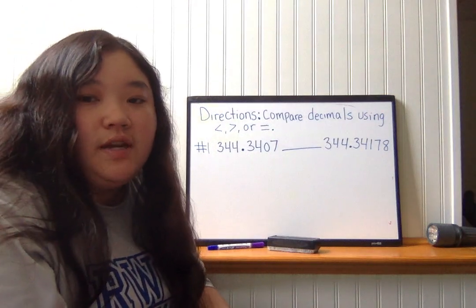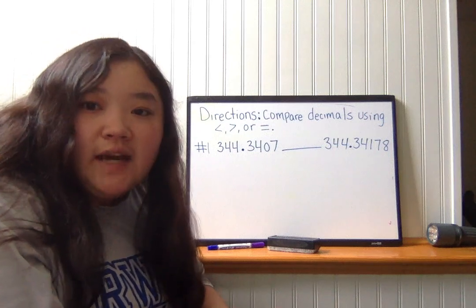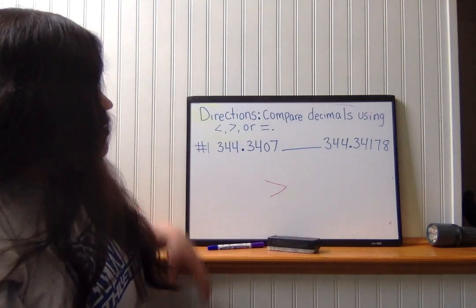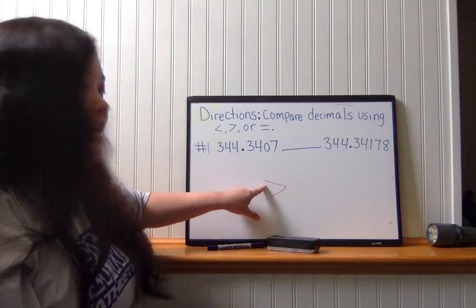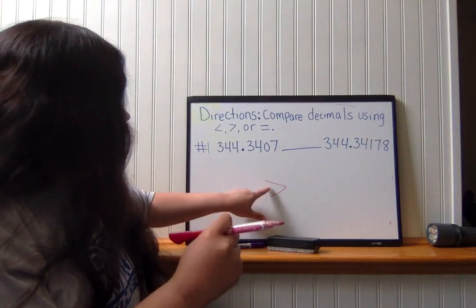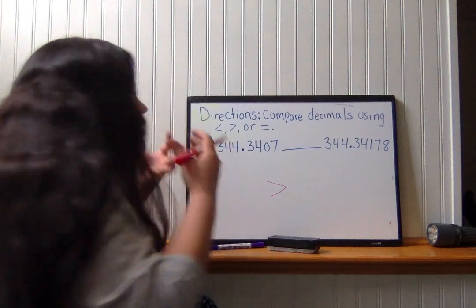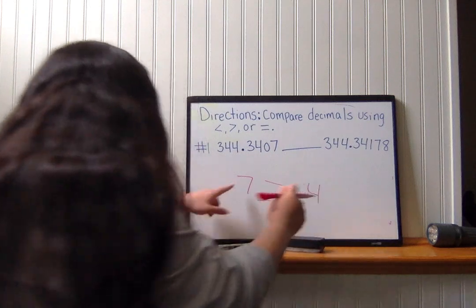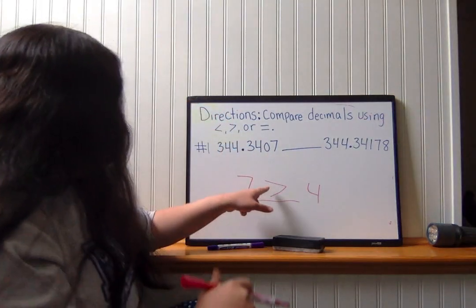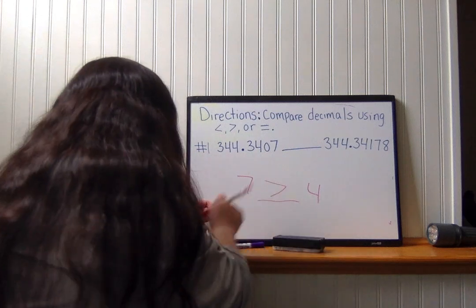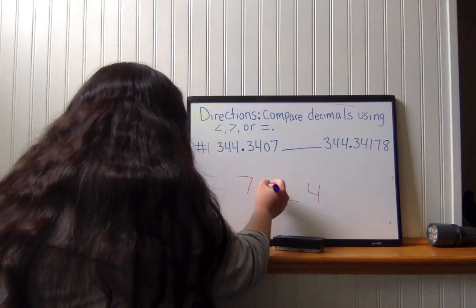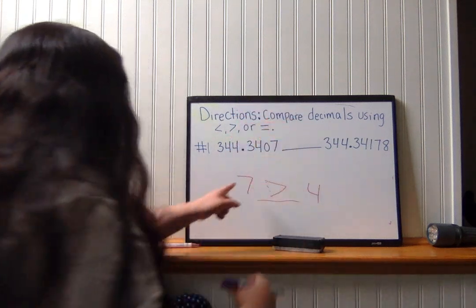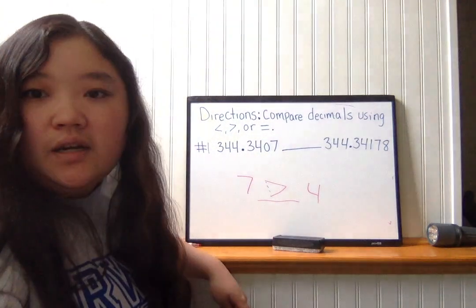Before I do anything, I want to show you what the greater than sign looks like. You see where there's this opening here? It looks like a mouth. That sign is greater than because it's facing the bigger numbers. For instance, if I had 7 and 4, I know that 7 is bigger, so I need to use my greater than sign. See how the open part is facing the bigger number? That's the greater than sign. It's like eating the bigger number.